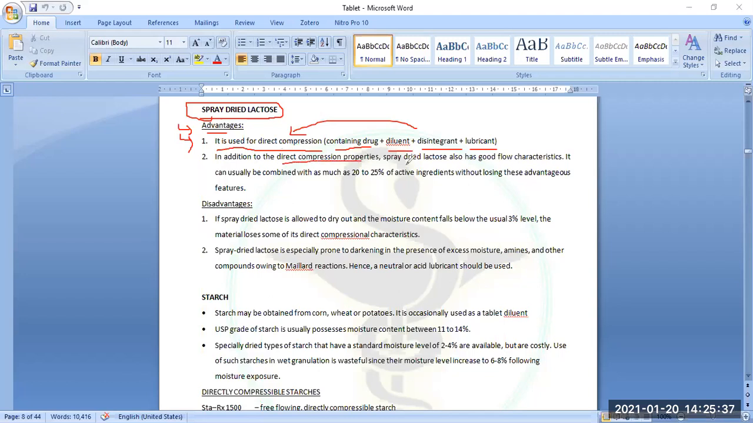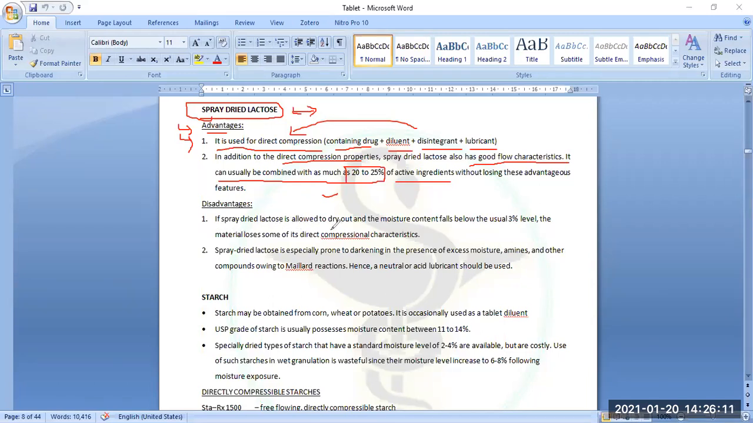In addition to direct compression property, spray dried lactose has good flow property. Okay, it's a coarse material, so it has good flow property compared to simple lactose, and it can usually be combined with as much as 20 to 25 percent of active ingredient without losing this advantageous feature. So you can use up to 20 to 25 percent with the direct compression method. Now, what is the disadvantage of spray dried lactose?